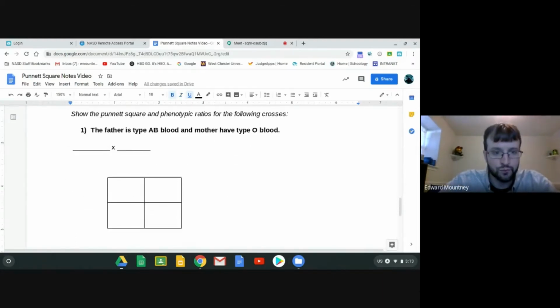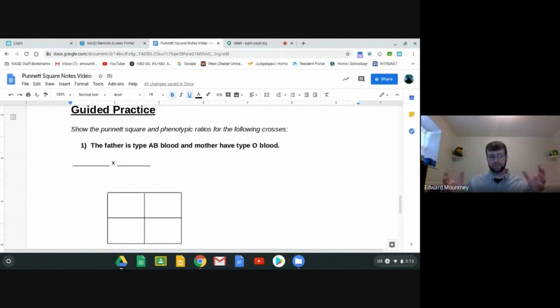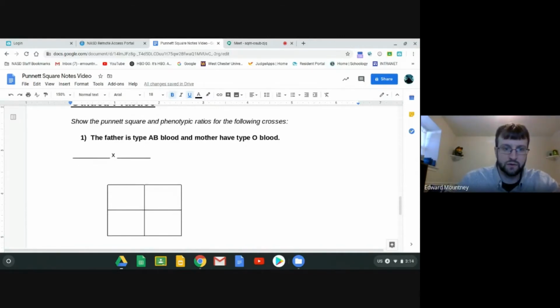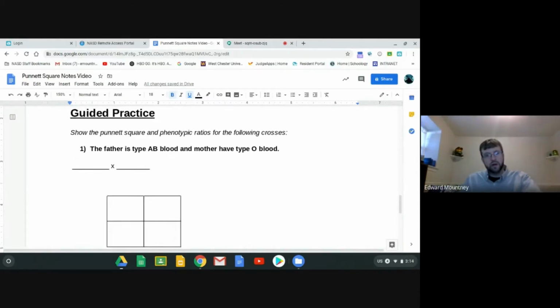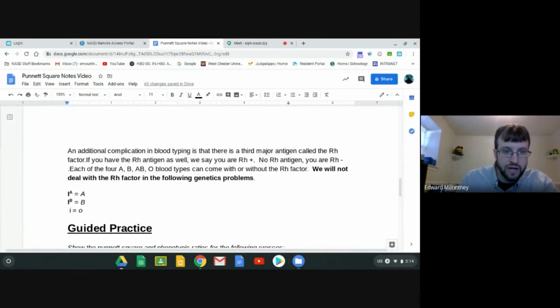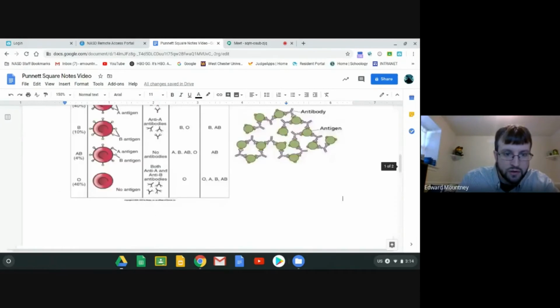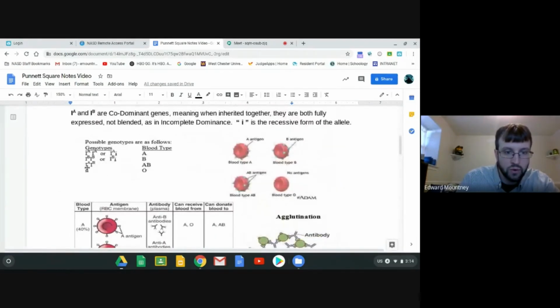So, what is a Punnett square? A Punnett square is going to help us get an idea of what traits the offspring of a mother and a father might have. So, scenario one: we have a father with AB blood and a mother with type O blood. Well, if they're type AB blood, the only potential genotype they can have, if we remember, is right here. One IA, one IB. So one A allele and one B allele.